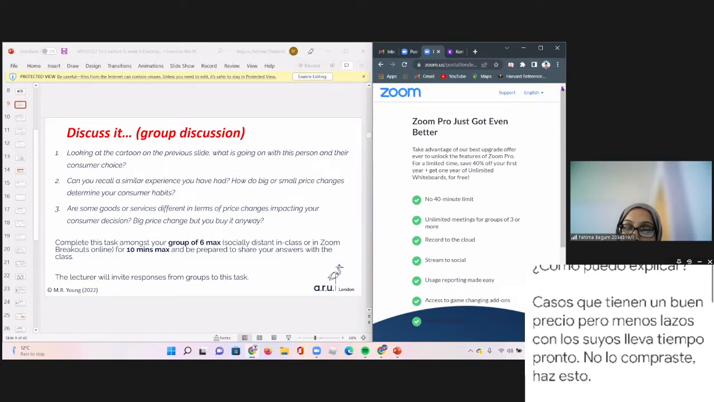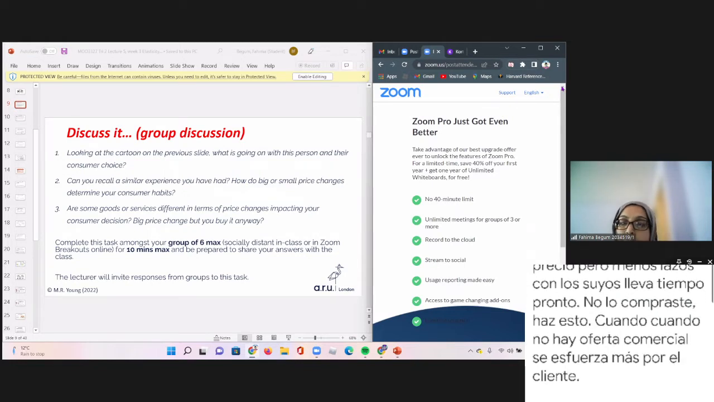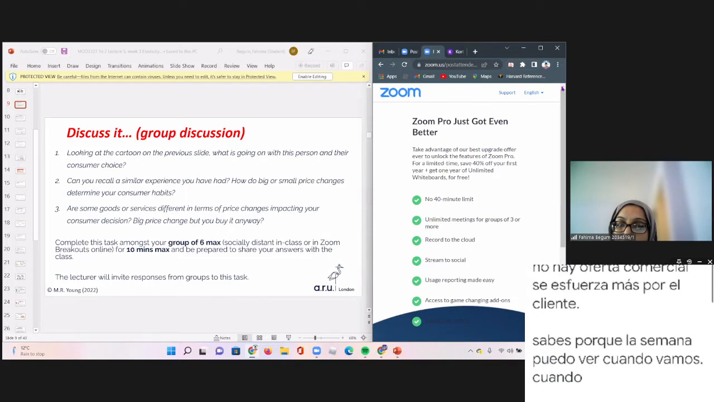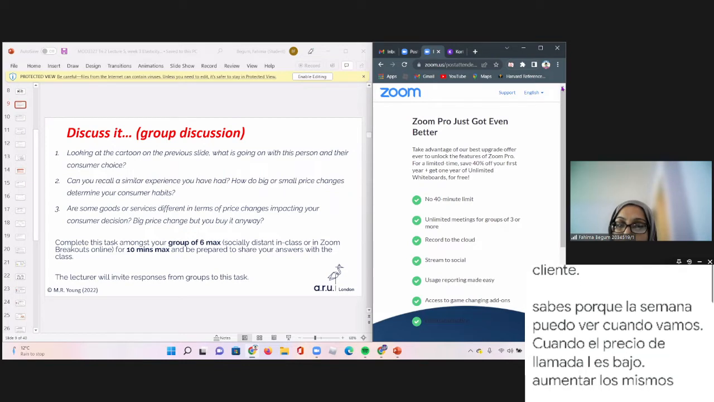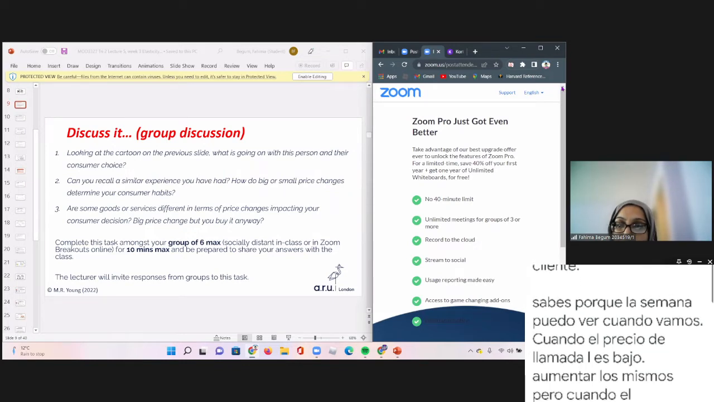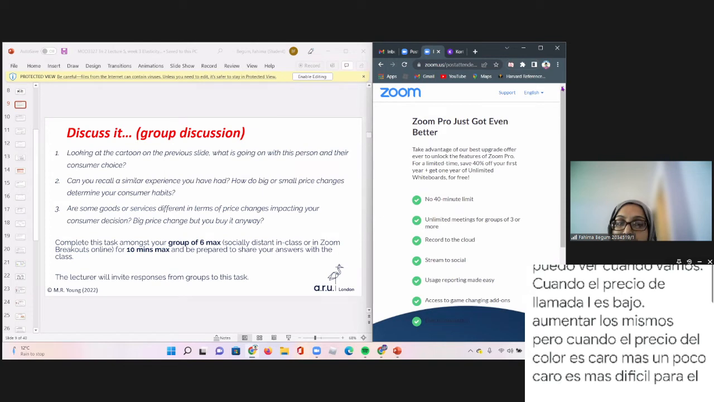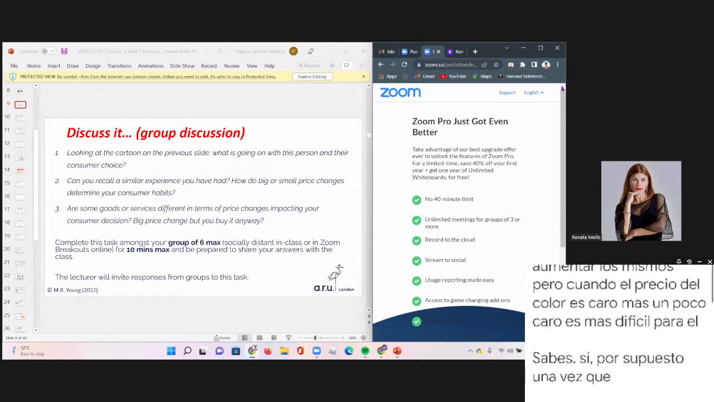When there are no offers, businesses make more of an effort for the customer, you know. When the price is low, it increases the sales. But when the price is a little expensive, it's more difficult. Yeah, of course. Once you reduce the price, you will always get more consumers buying that.